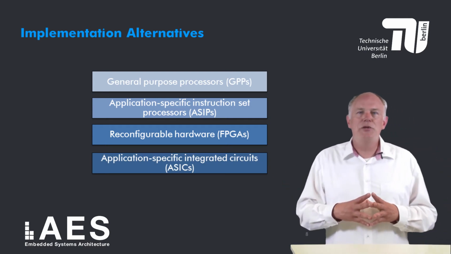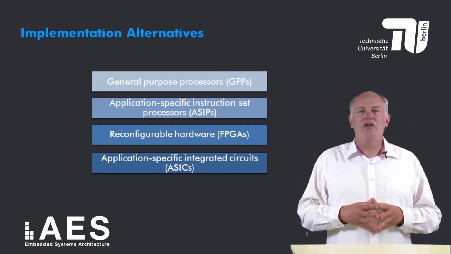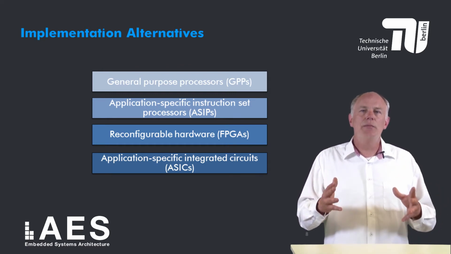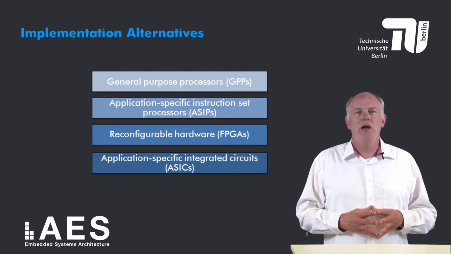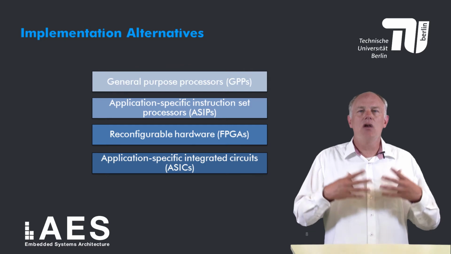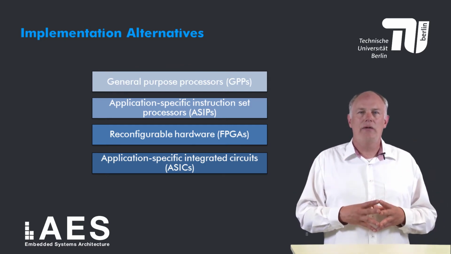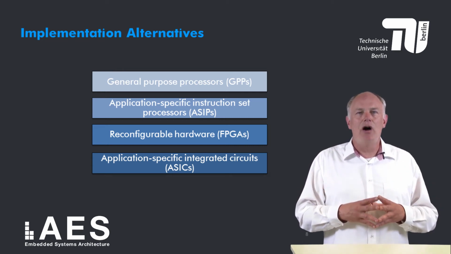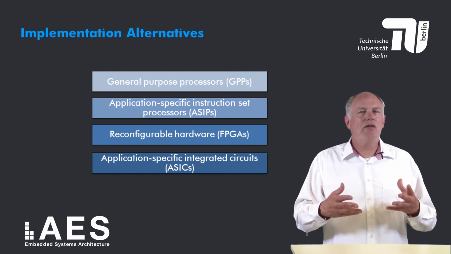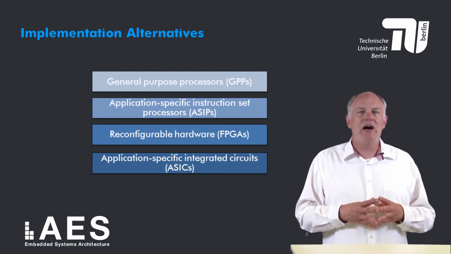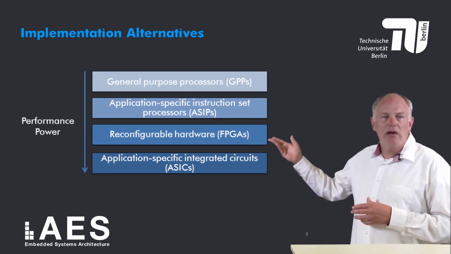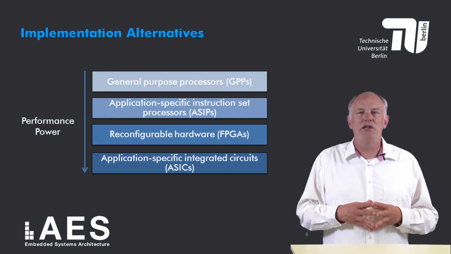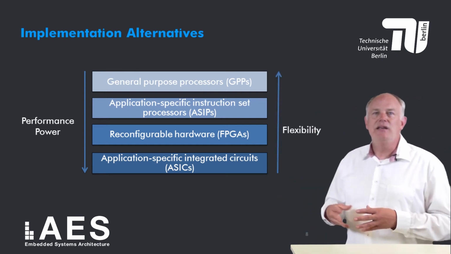The fourth and final option is to develop an application-specific integrated circuit, an ASIC. An ASIC is an integrated circuit customized for a single particular use. Developing an ASIC, however, takes a long time and incurs a high cost. The non-recurrent engineering, or NRE, cost of an ASIC can easily run into the millions of euros. ASICs are only cost-effective if many devices will be sold. In general, if we go down this stack of design alternatives, the performance and power consumption improve, but the flexibility decreases.